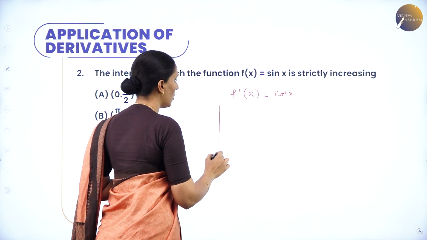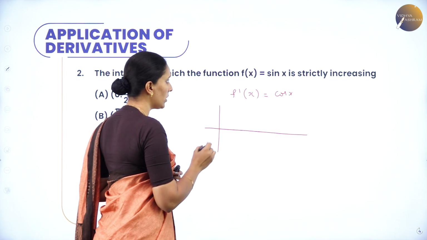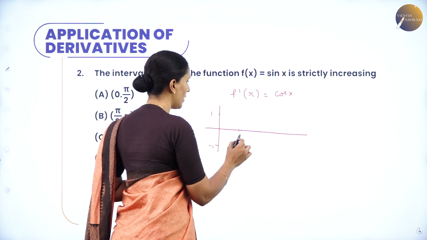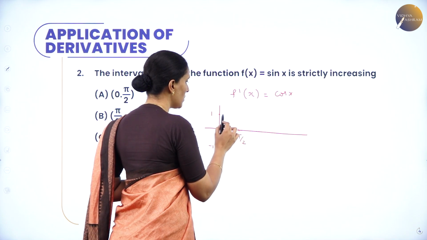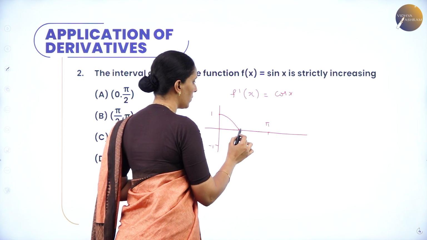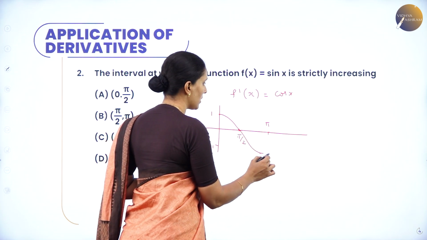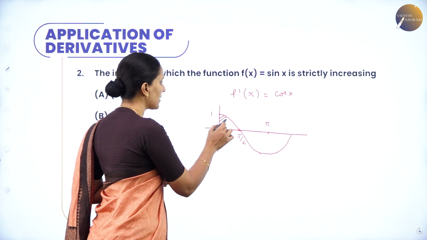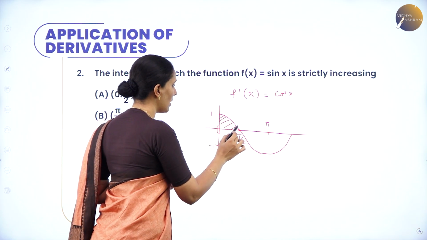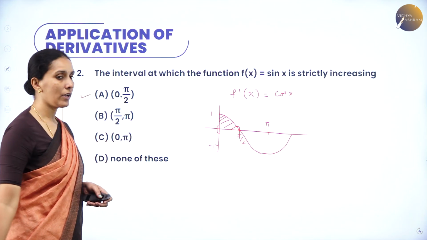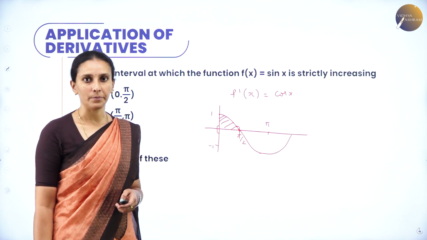If I draw the curve for cos x, we know that cos 0 is 1. If I take this as 1 and this as minus 1, and if I take this as pi by 2, and this as pi, it goes like this, to minus 1 somewhere here. So you can clearly see cos x is positive in the interval 0 to pi by 2. Therefore, the first option, 0 to pi by 2, is the correct answer.